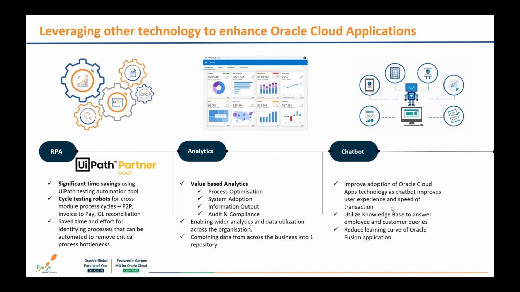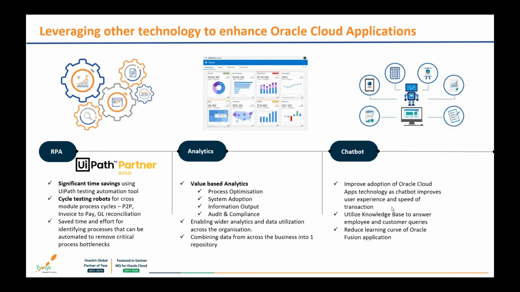Information output, that's just looking at the information that your teams need, either from a visibility of data or looking at trends. And then finally, from an audit and compliance perspective, looking at regulations and segregation of duties, as well as ensuring compliance with any internal SLAs that you may have in place.